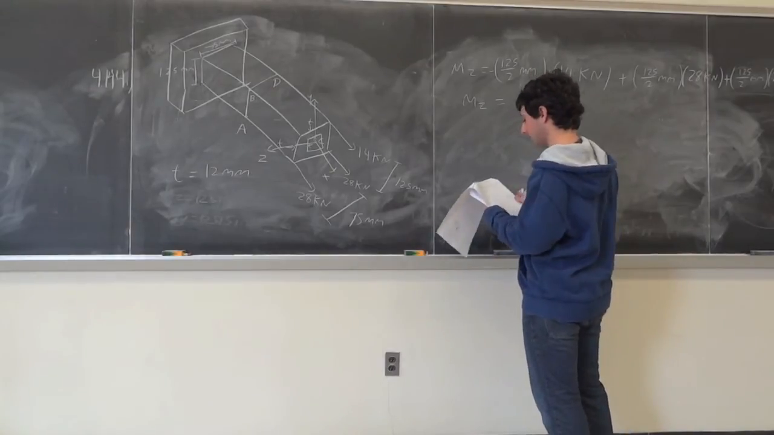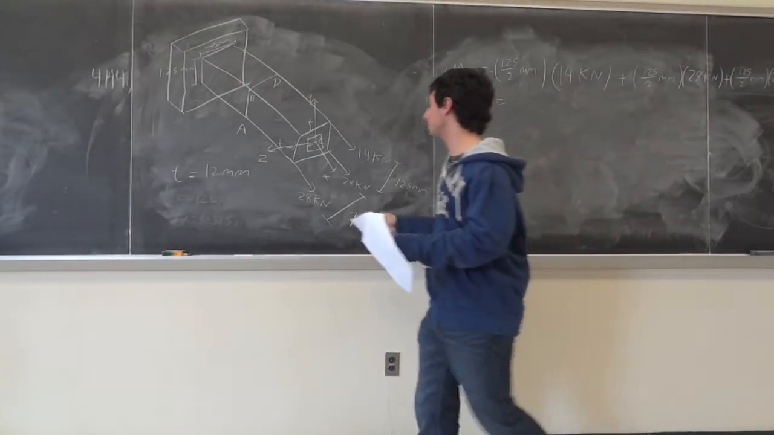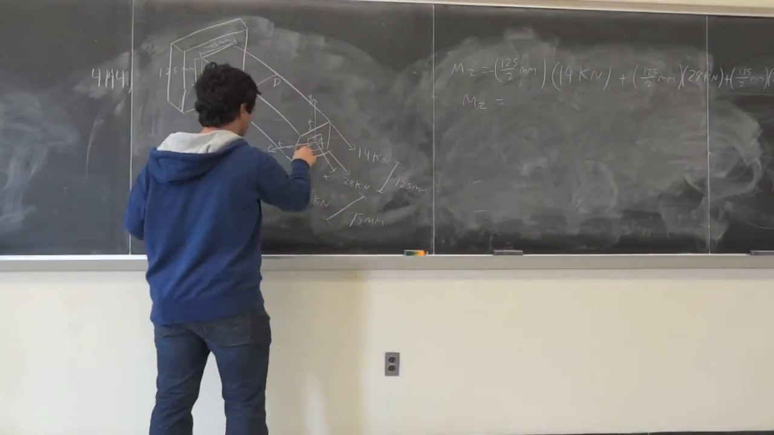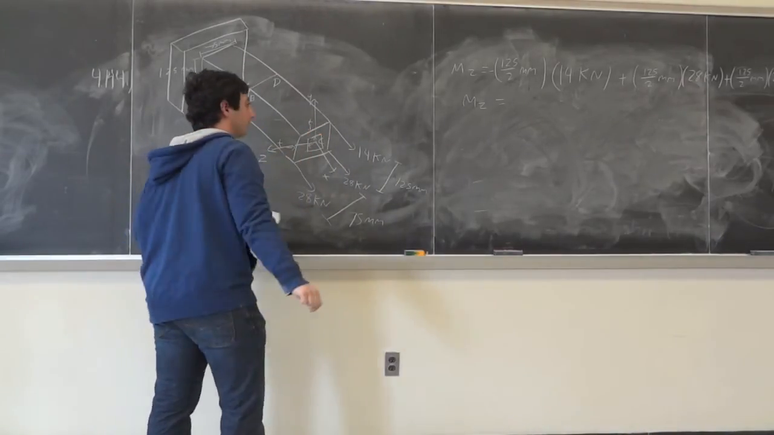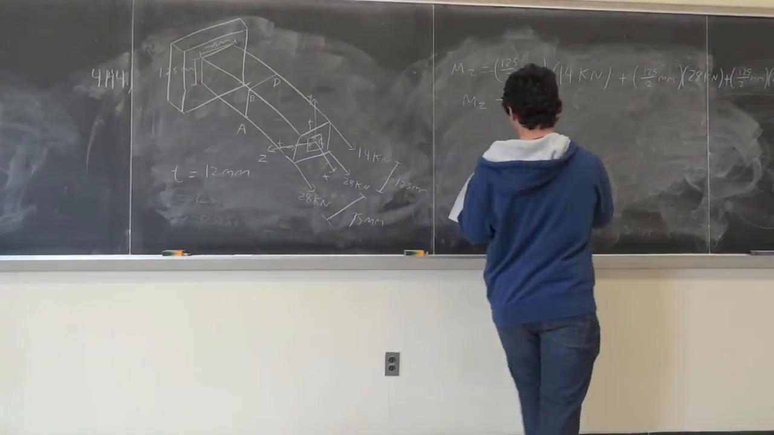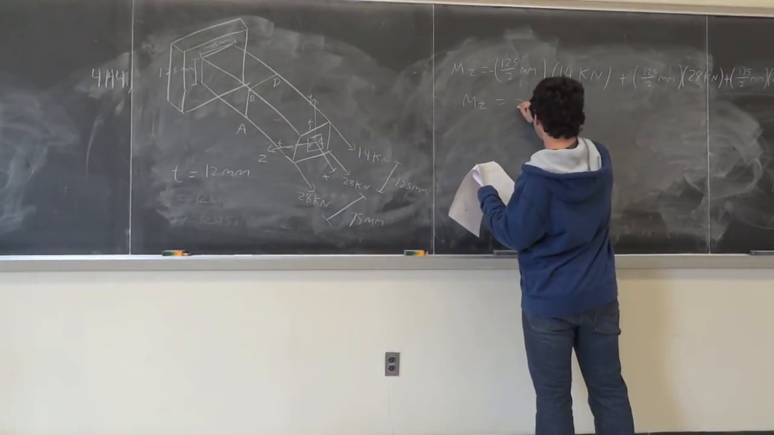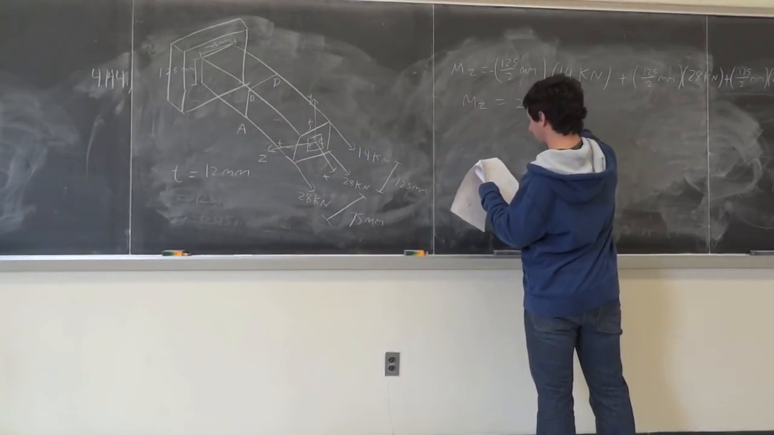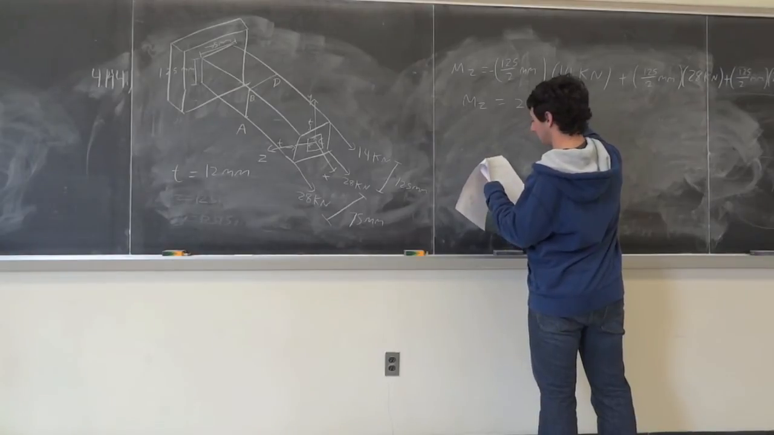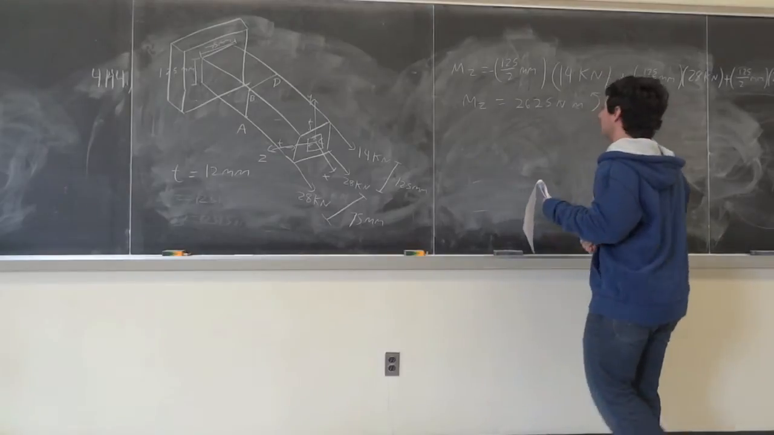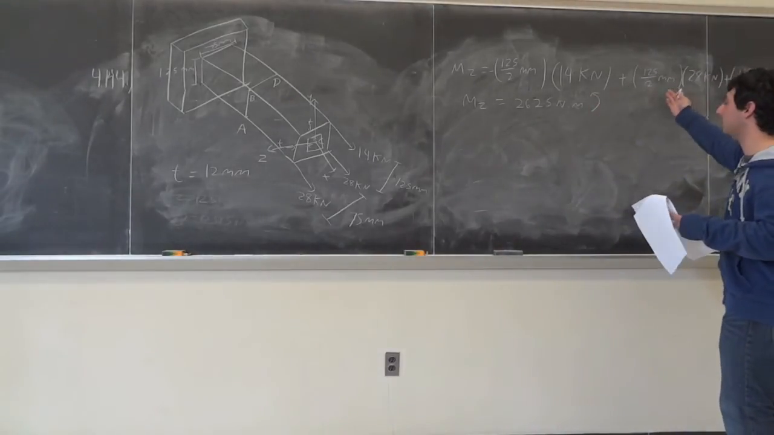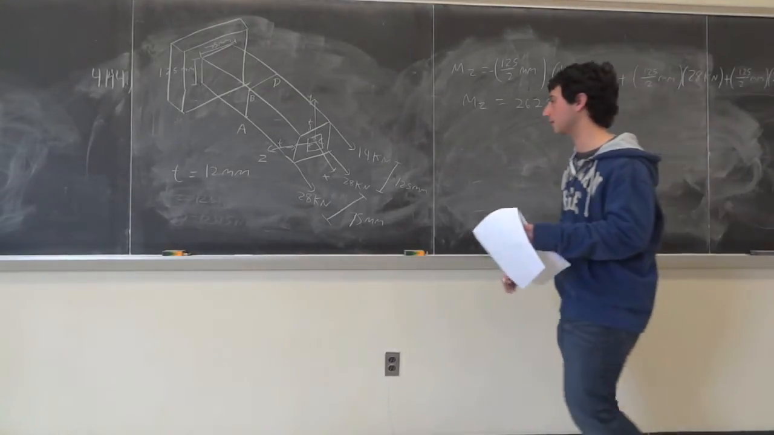Wait, where's T? T is just the thickness of the wall. It's 12 in this direction, 12 in the y direction, 12 in the z direction. So this is 2,625 Newton meters. And this is in the counterclockwise direction, because you get a positive value, so that indicates it's counterclockwise.